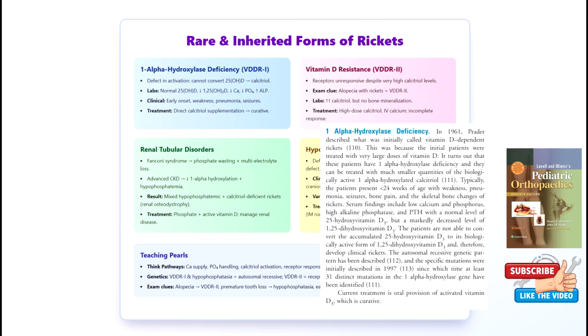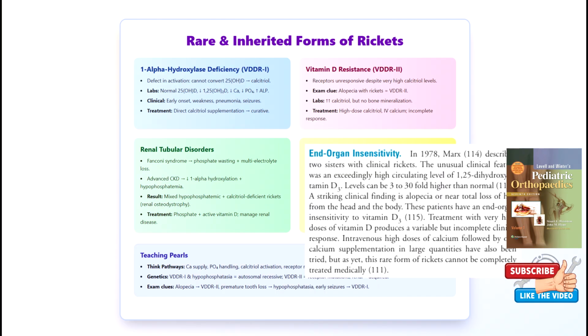Next, let us consider end organ insensitivity to vitamin D, also known as vitamin D-dependent rickets type 2. This was first described by Marks in 1978 in two sisters. Here, the unusual feature is that the body produces plenty of calcitriol. Levels can be 10, 20, even 30 times above normal, but the receptors in the tissues cannot respond. The child is essentially resistant to the hormone.